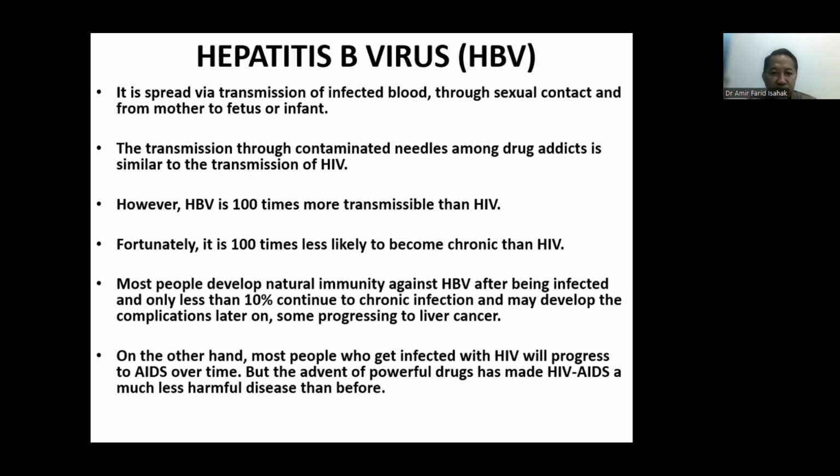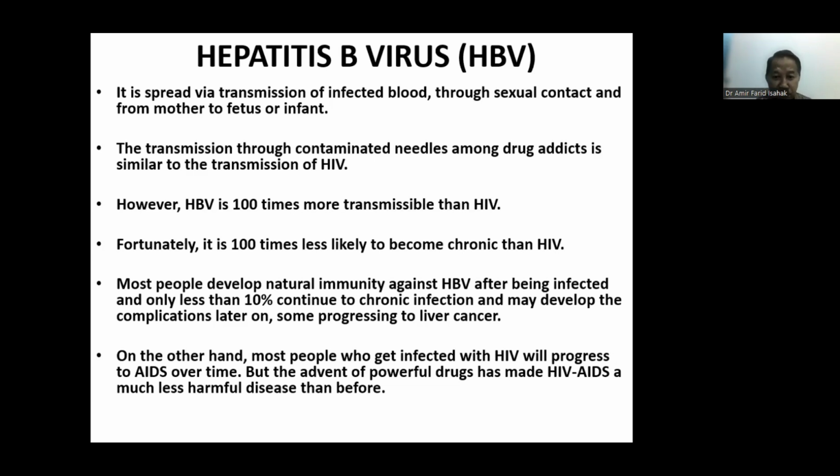How does hepatitis B spread? It spreads by transmission of infected blood, through sexual contact, and from mother to fetus or infant. The transmission through contaminated needles among drug addicts is similar to the transmission of HIV. However, hepatitis B virus is 100 times more transmissible than HIV. You need very much less transfer of the fluid to get infected by HBV compared to HIV.